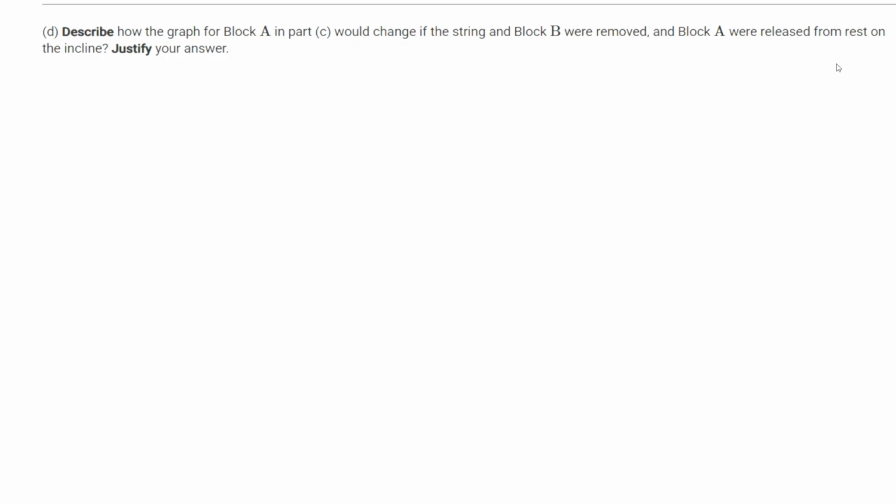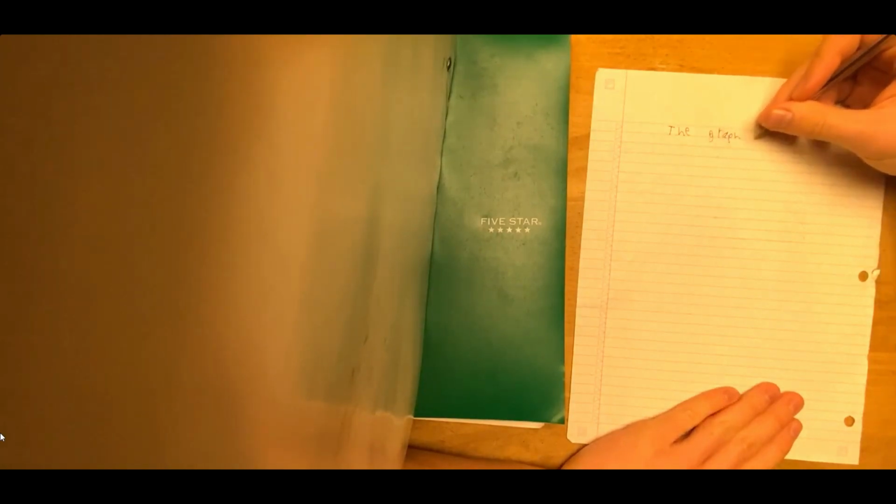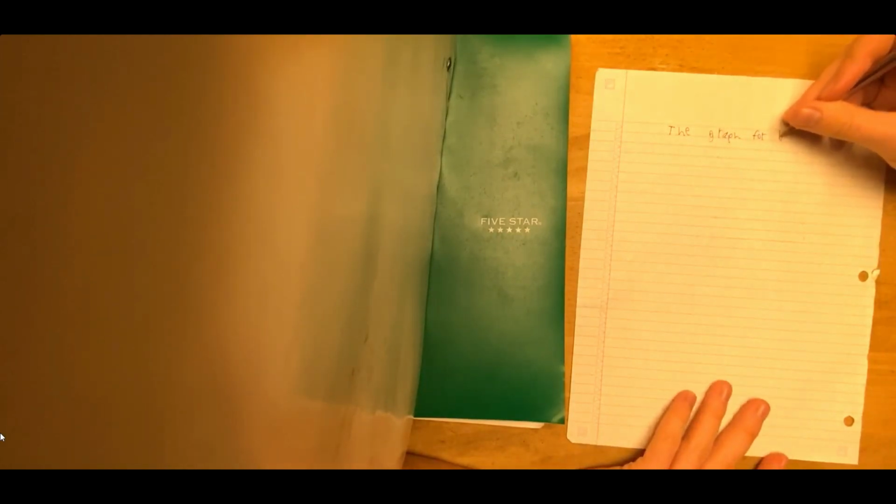Describe how the graph for block A in part C would change if the string and block B were removed and block A were released from rest on the incline. Justify your answer. So the best way to answer this is to think about what would happen when we remove block B from the system in general, not about the graph.